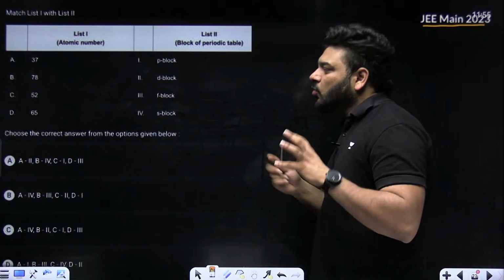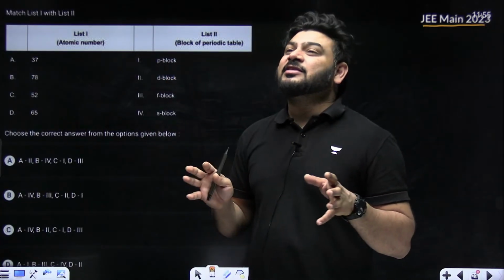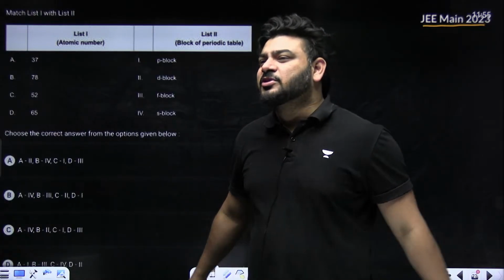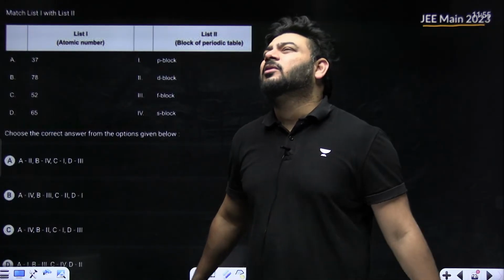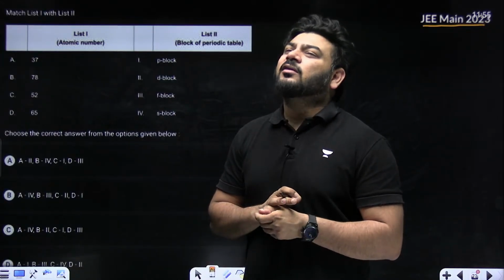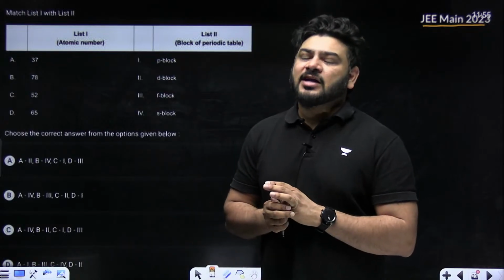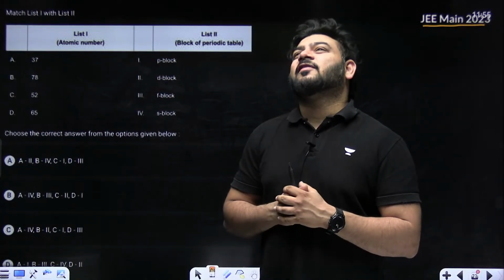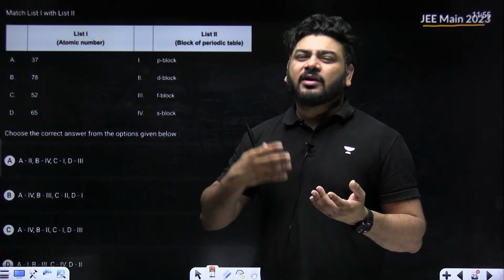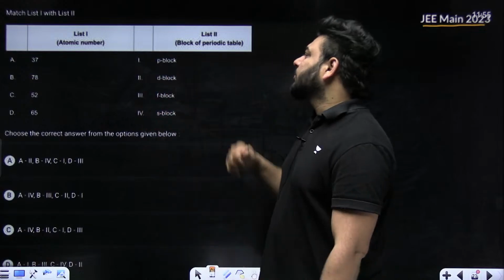Whenever you want to identify this, my suggestion is: if it's a big number, beyond 71, you have to subtract 32, because lanthanides start from there. If it is lesser, like 50, 60, or 40, remove 18 electrons to find the nearest electronic configuration, or the nearest element. So let's suppose 37 is asked.